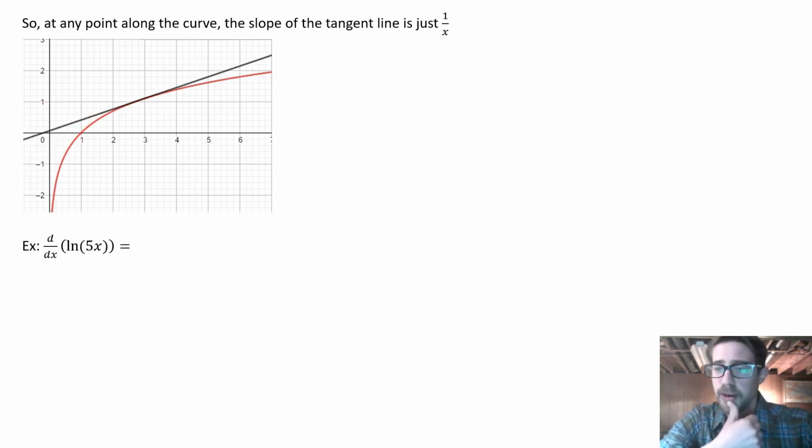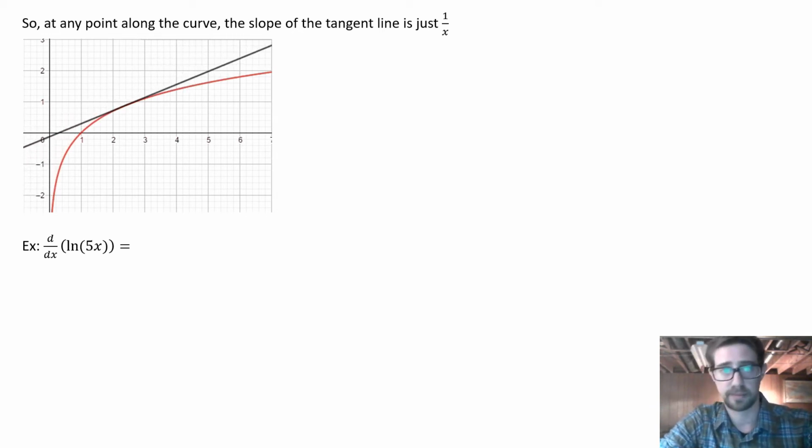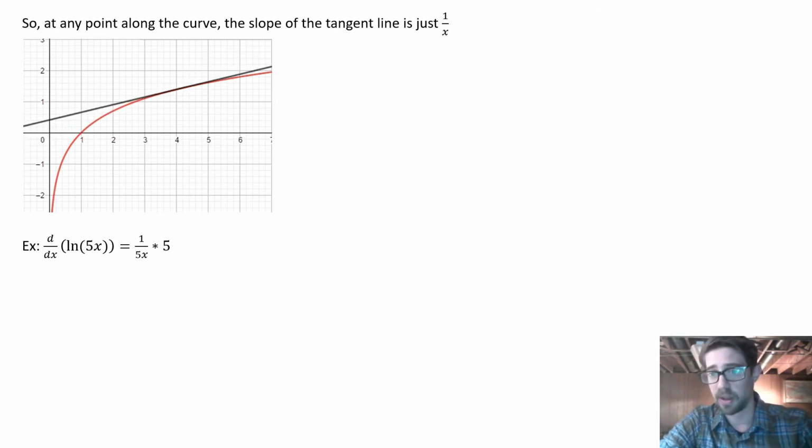So when we play around with this with the chain rule, some kind of unique things start to happen. So we're just going to do examples using this in conjunction with the chain rule. So the derivative of natural log of 5x is just going to be 1 over 5x times the derivative of 5x. The derivative of 5x is 5. And 1 over 5x times 5, those 5's cancel out.